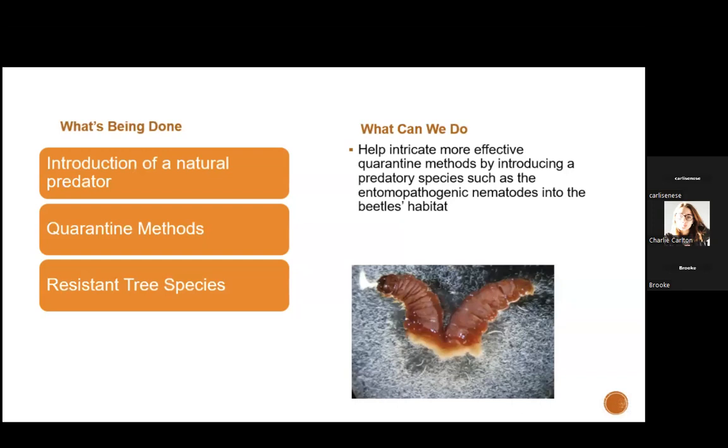So right now, what's being done, the UC Riverside Center of Invasive Species Research, Department of Entomology, is introducing a natural predator, and they're also using quarantine methods and resistant tree species to protect against the Asian beetle. What we'd like to do is help integrate more effective quarantine methods by introducing a predatory species such as the entomopathogenic nematode into the beetle's habitat.